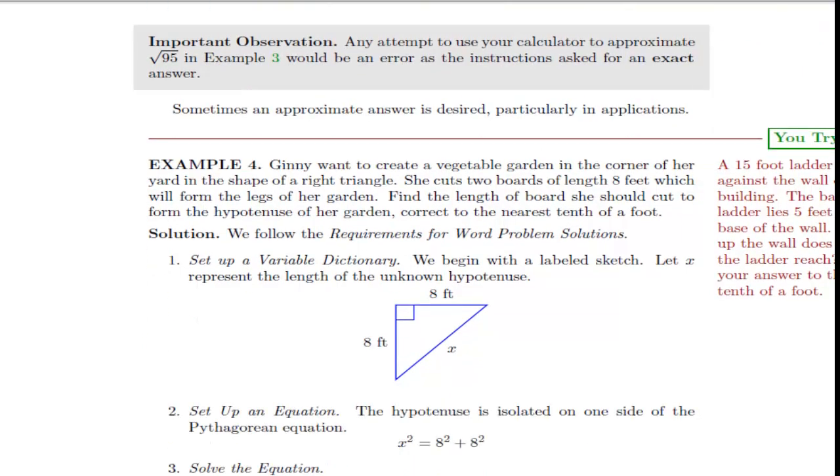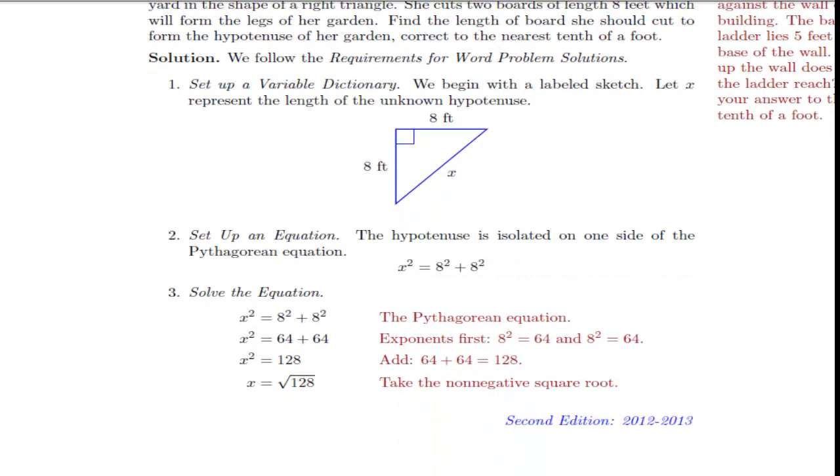Example 4. Guinea wanted to create a vegetable garden in the corner of her yard in the shape of a right triangle. She cuts 2 boards of length 8 feet, which will form the legs of her garden. Find the length of board she should cut to form the hypotenuse of her garden, correct to the nearest tenth of a foot. Solution. We will follow the requirements for word problem solution.